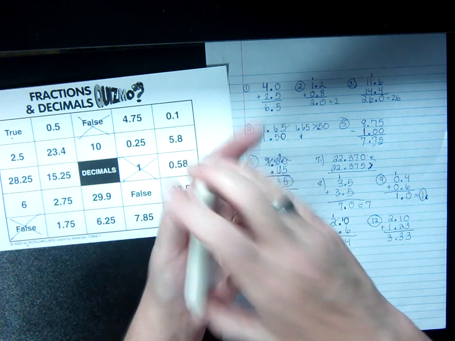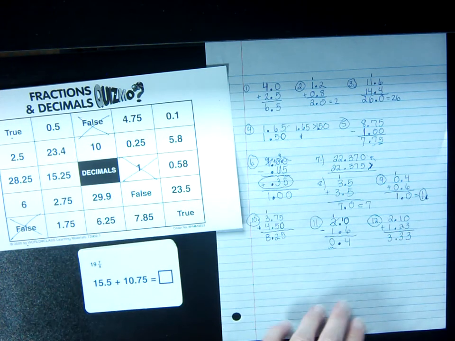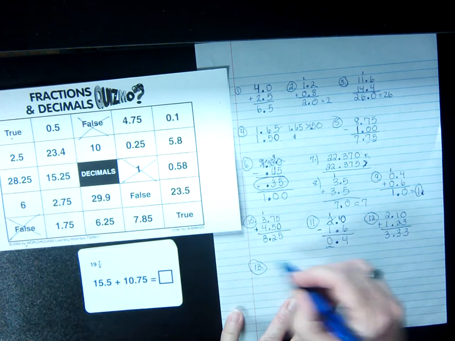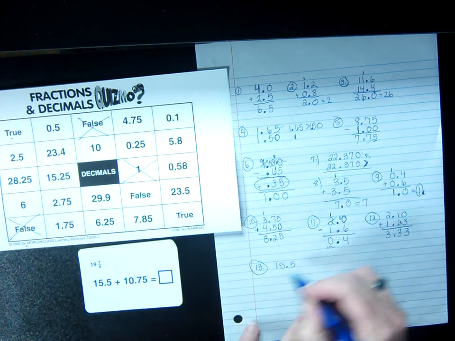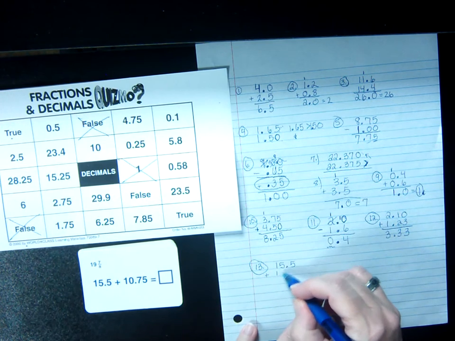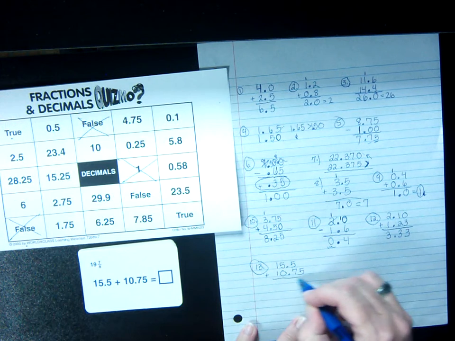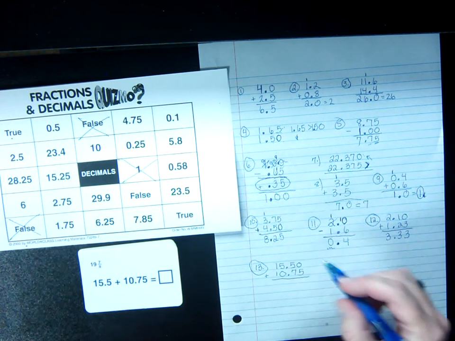Okay, let's see. Here we go. Number 13. 15 5/10 plus 10 7/5. 15 5/10 plus 10 7/5.